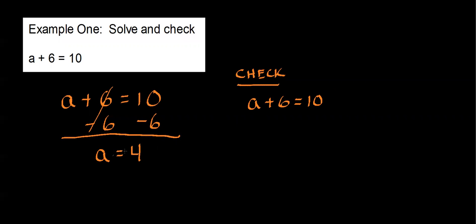And my next step is going to be to substitute in what my value of my variable is. So I think that a is worth 4. So right here in place of the a, I'm going to plug in a 4. And all the rest of this stuff, I'm just going to bring it down. So I have, instead of a plus 6, I have 4 plus 6 equals 10. And I want you to completely simplify this side right here. So what is 4 plus 6? Well, that is, of course, 10. And yeah, looks like this check works out.